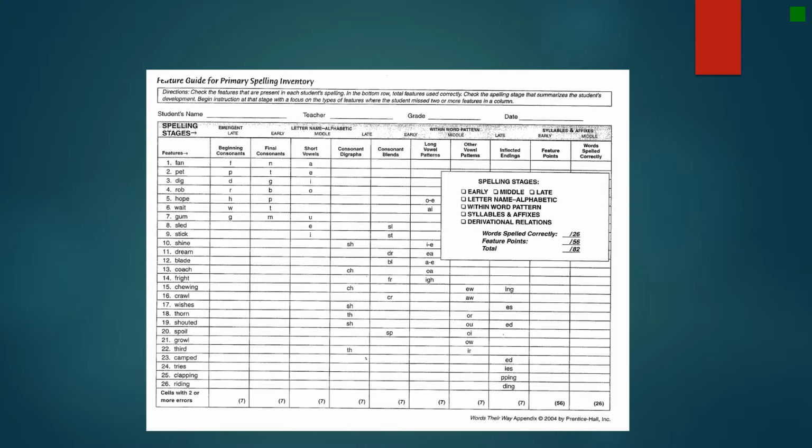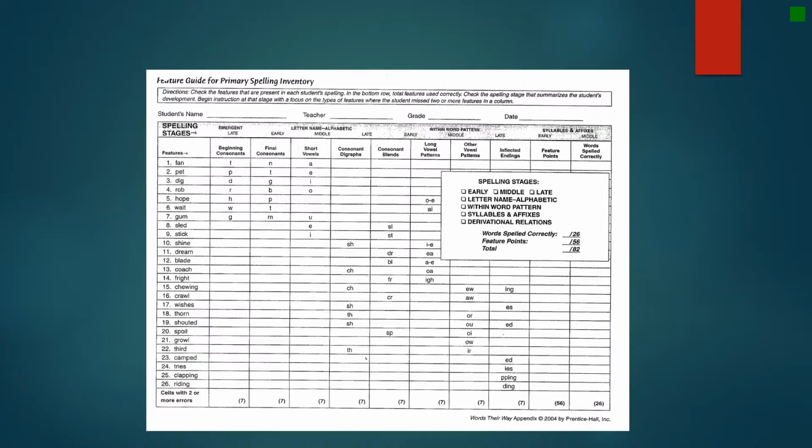So when you look at this slide, you can see an example of a primary spelling inventory. Basically, to administer this spelling inventory, you would simply say, number 1, fan. I could use a fan on a hot day. Fan. Number 2, pet, and so on, just like you would a normal spelling test. It's what comes afterwards, the analysis and scoring, that turns this into a spelling inventory rather than a spelling test.